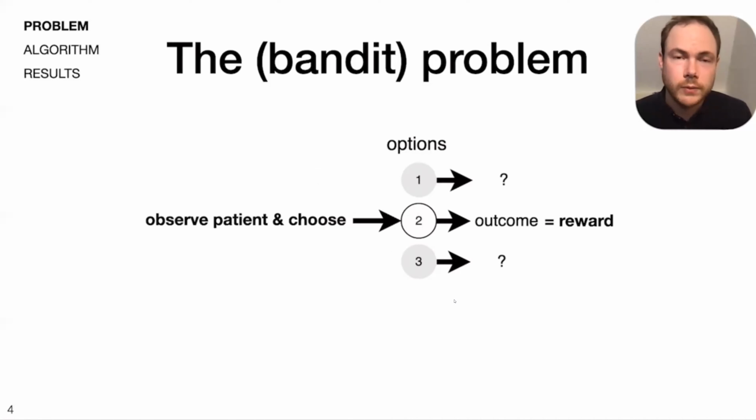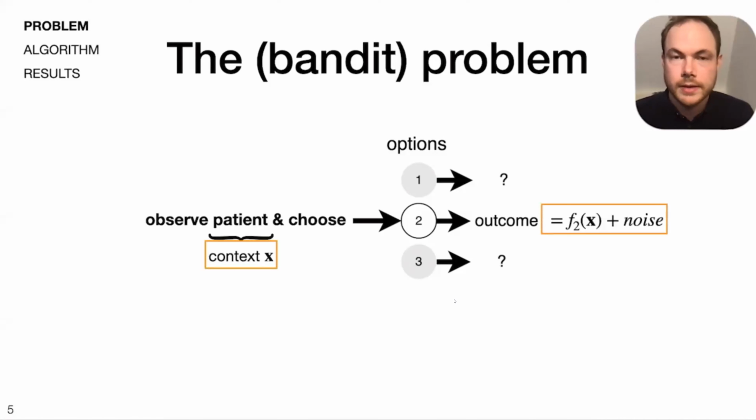So what happens then? Well, we observe the outcome or reward of the option we chose, for example, whether the treatment was successful, but we get no additional information about the utility of other options. So we don't know what the outcome of the other treatments would have been. In terms of notation, we usually denote the context of the problem, so the medical records and so forth, by x. And the outcome is then approximately fk of x, where k denotes the option we chose. So here we would observe f2 of x. And then we also observe some, but hopefully not too large, noise.